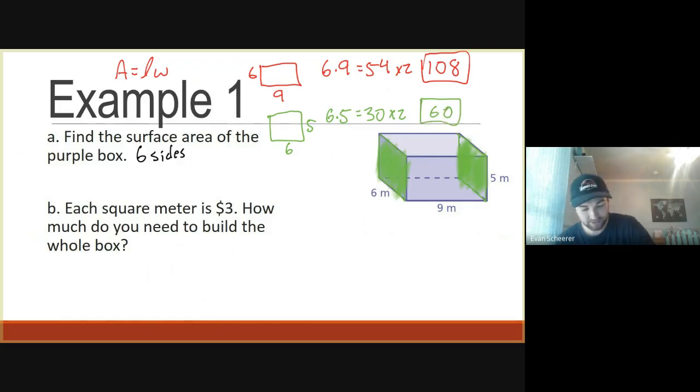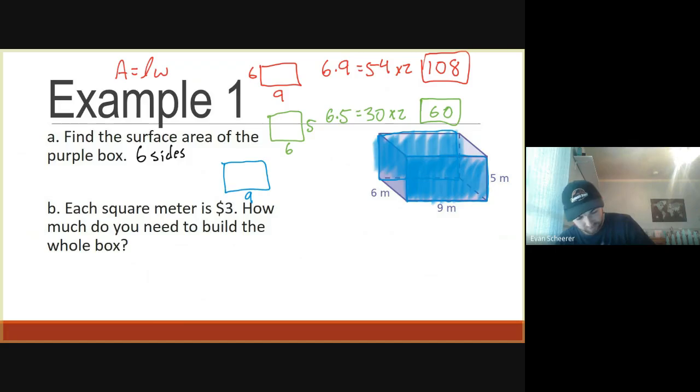Now, the third side that I see, so let's erase this. The third side that I see is going to be this front, and I see the back, right? So if I were to shade it, you have this front and you have this back. It kind of overlaps, but that's okay. It's not the top, it's just the front and the back. So if I were to draw a rectangle here, I would have 9 on the bottom and 5 on the side. Well, 9 times 5 equals 45. If I were to double it, I would get 90, right?